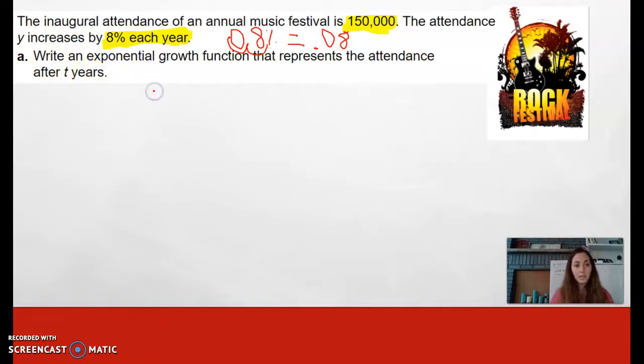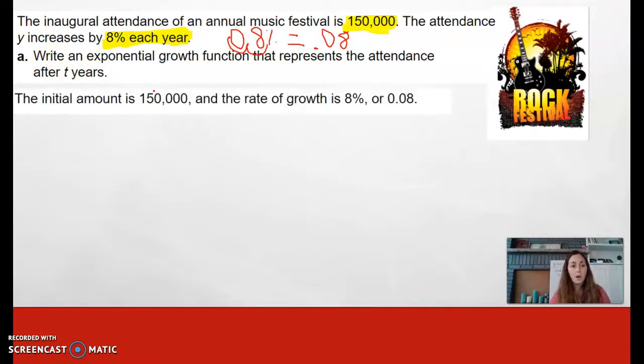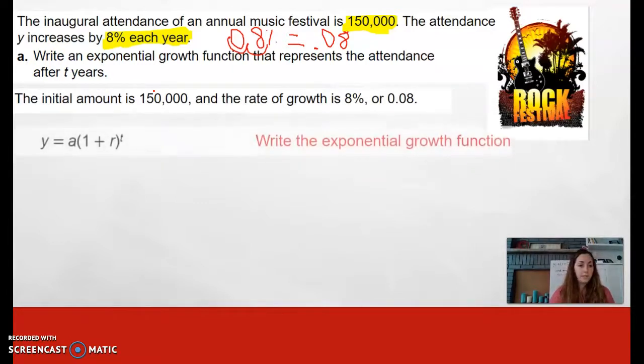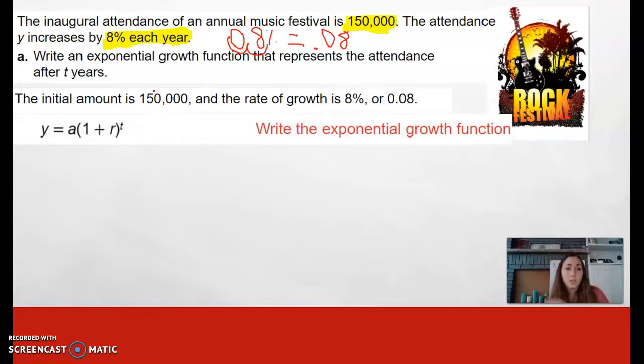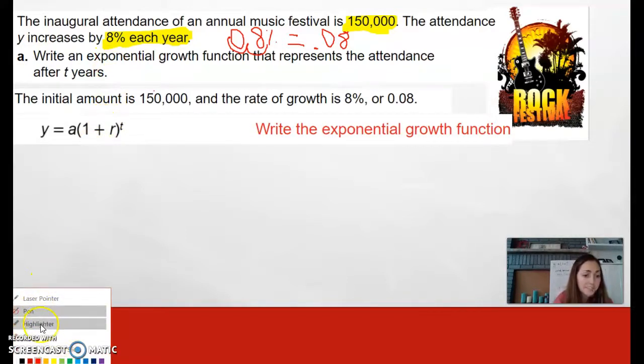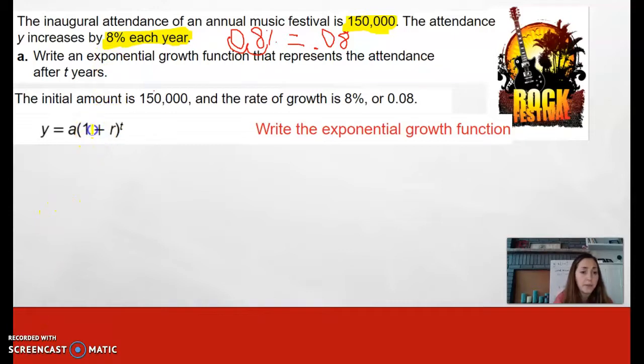And now the first part, part A, says write an exponential growth function that represents the attendance after t years. So the parts that we needed to know were the initial amount and the rate of growth, right? So 0.08 and that 150,000. So this is our formula. It's growing, so I'm going to be increasing. So I need a plus. That's why this is a plus here, right? The difference between growth and decay was that plus or that minus. Because it's increasing, that's the word here, increasing, that means it's a plus.